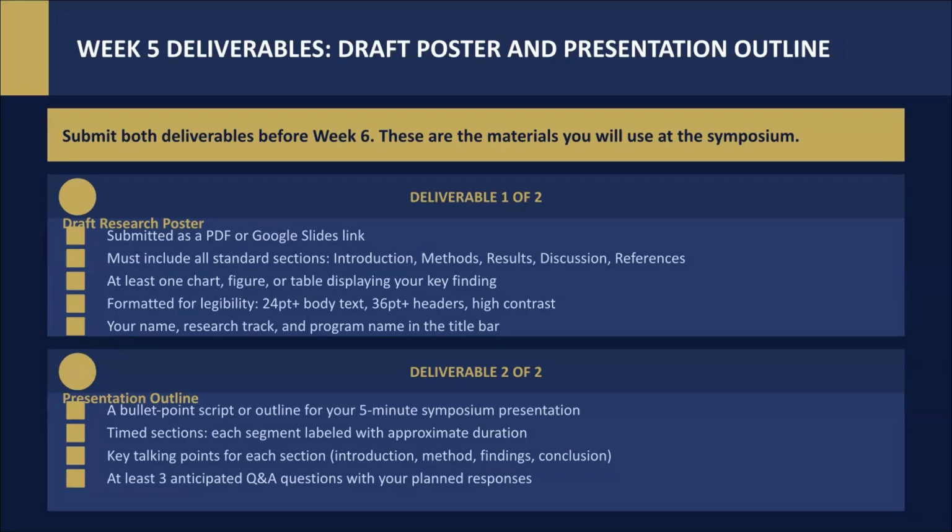And then our second deliverable is the presentation outline: a bullet point script or outline for your 5-minute symposium presentation. It will have timed sections, with each segment labeled with approximate duration. It will have key talking points for each section, like the introduction, method, etc. And it'll have at least 3 anticipated Q&A questions with your planned responses.